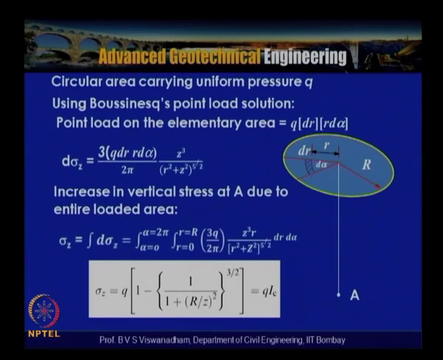Now, we have discussed the linearly varying load and stresses due to embankment loading, and for certain types of loading in the loading areas, we can also have circular areas carrying uniform intensity. That means it can be a ring foundation, or a foundation for a chimney with a raft of 2r diameter.